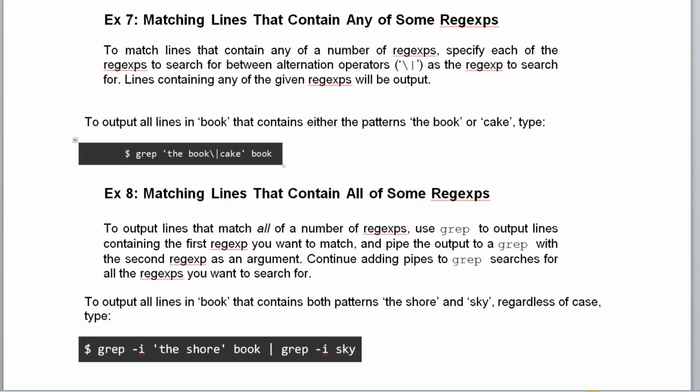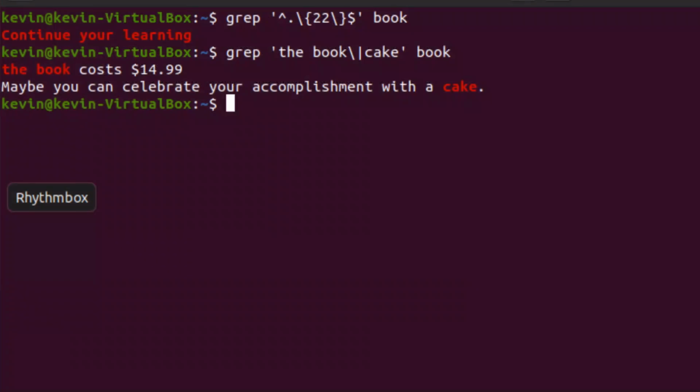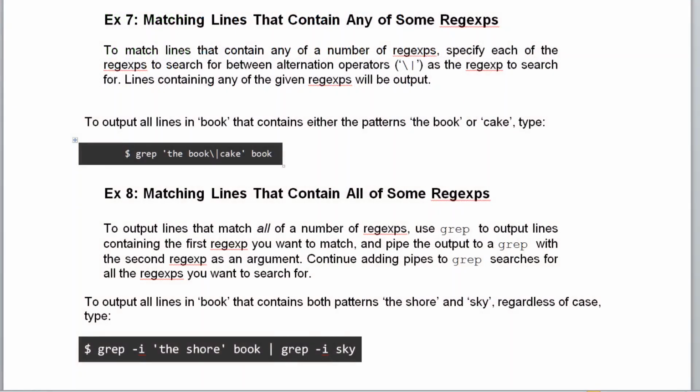Now if only one of these was present, it would still give me one of them, right? Because we're saying or. Find the book or cake. So that's how you're going to find any of some regular expressions.